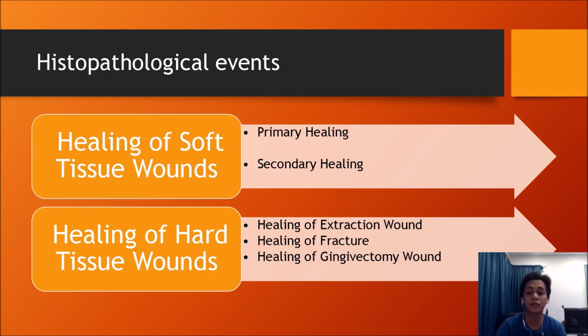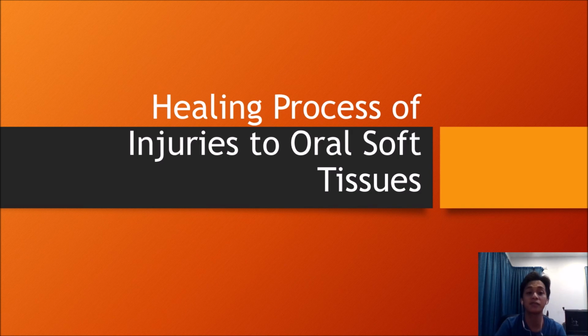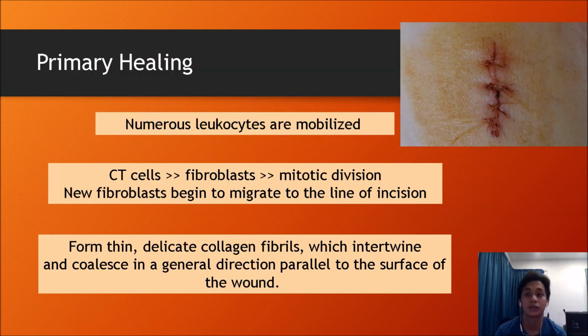In histopathological events, healing of tissue wounds can be divided into two. Healing of soft tissue wounds includes primary healing and secondary healing. Healing of hard tissue wounds includes healing of extraction wounds, healing of fractures, and healing of gingivectomy wounds. Now moving on to the healing process of injuries to oral soft tissues. So, primary healing.